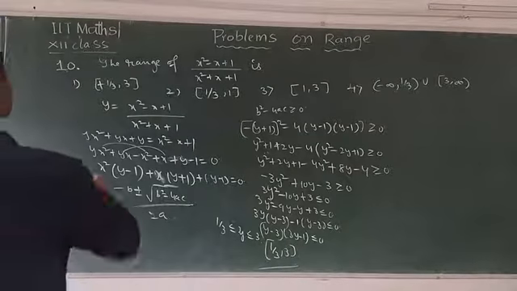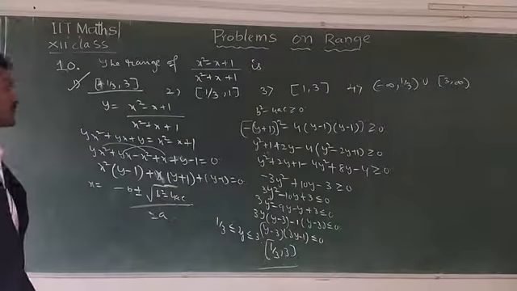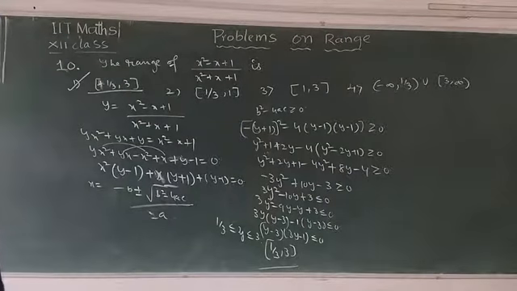Okay, our answer is the first one, this is plus not minus, plus 1 by 3 comma 3, closed interval. Note down.